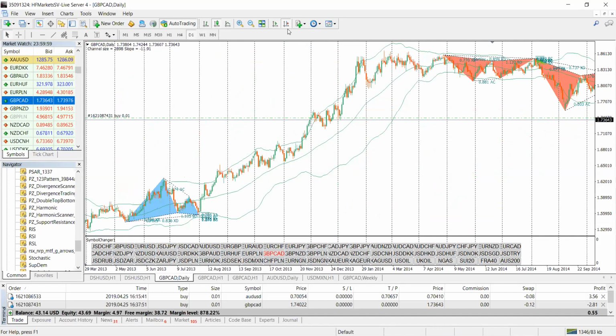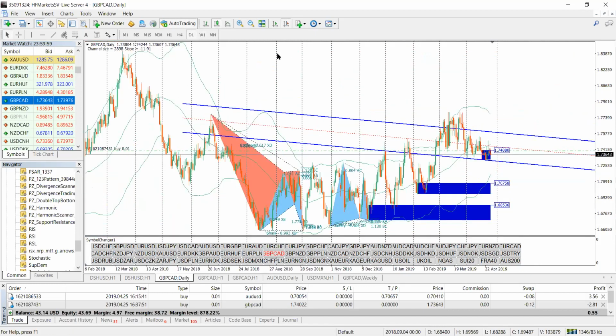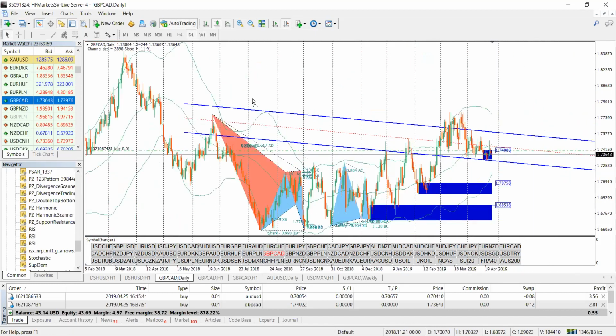So let me go to the daily. Let me see whether I can get a zone. Can't really see a zone on GBP/CAD. And once you can't see a zone that is really clear, just go look for something else. That's the beauty of having so many pairs to trade.